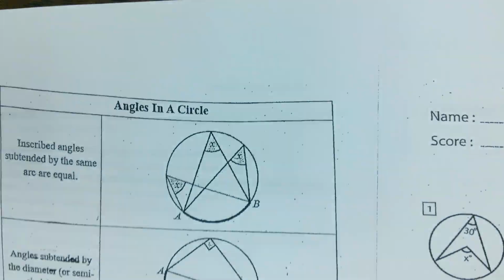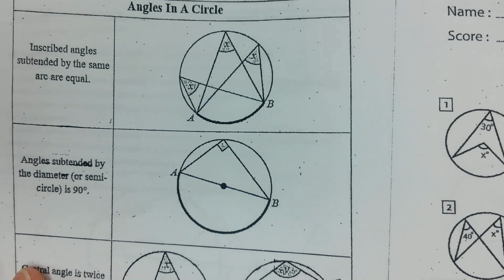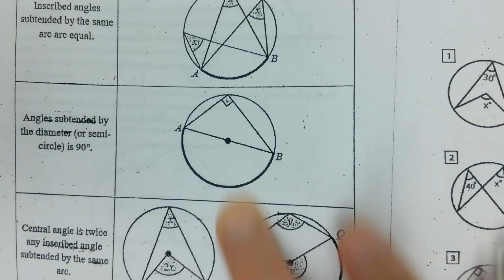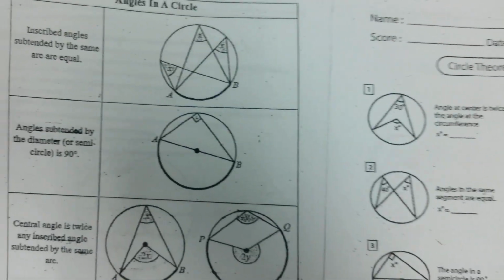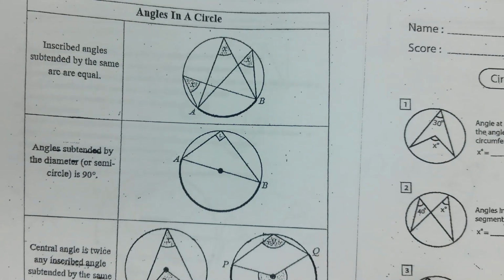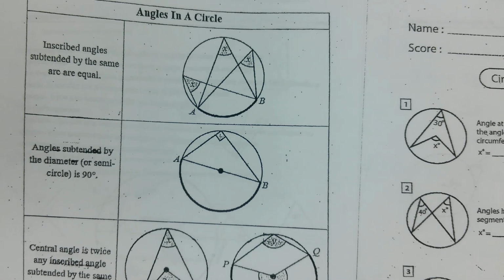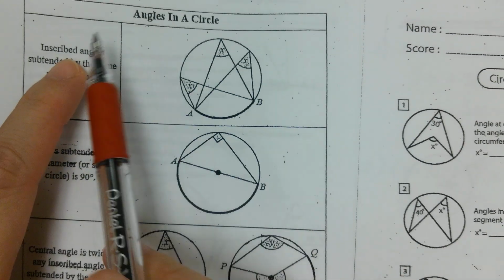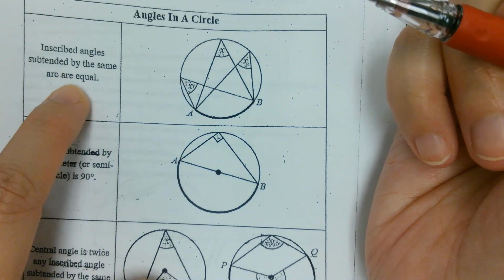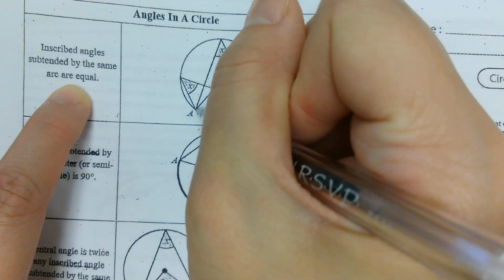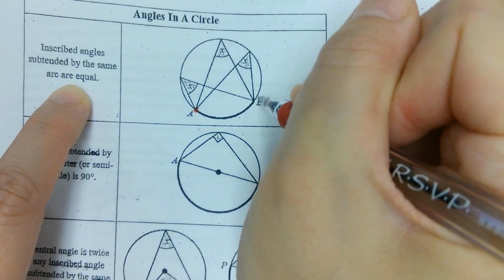Now we get to more properties. These ones right here are the most important ones, so make sure you pay like 200% attention to this part. I know the previous ones, the angles that we did, those were easy. But this one, make sure you're paying attention. These ones right here are called inscribed angles. What are inscribed angles? Any 2 points on the arc.